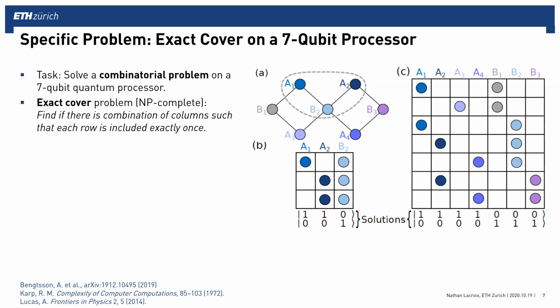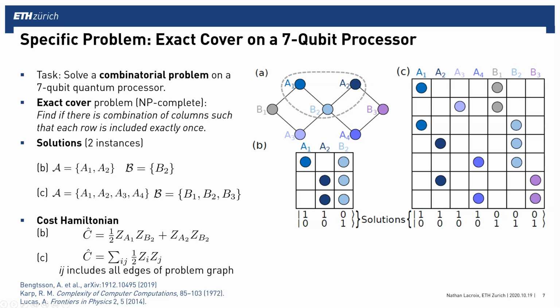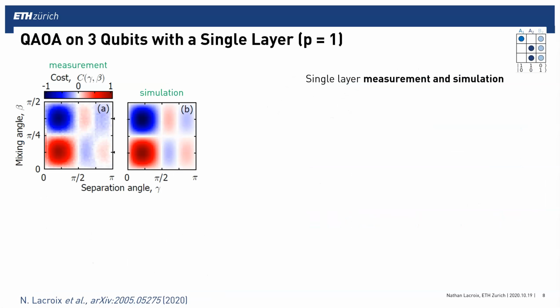We can then build a bigger problem instance that makes use of the 7 qubits of the quantum processor, which also has 2 solutions, namely the 4 columns with qubits A1, A2, A3, A4, and B1, B2, B3. So those are the two solutions, and the corresponding mapping to Hamiltonians is depicted here on the slide. We start by implementing the 3-qubit problem instance with a single QAOA layer.